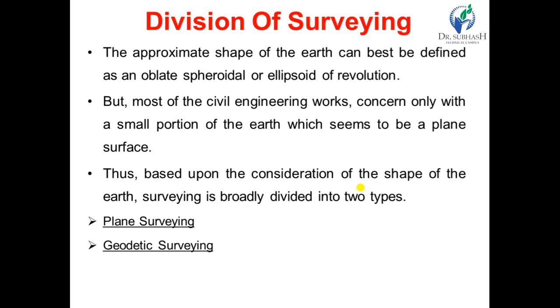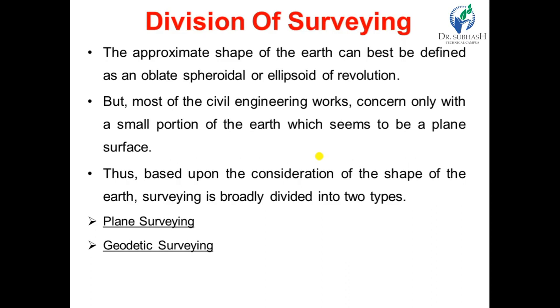First, we have to understand the different divisions of surveying. Commonly, we assume that our earth surface is plane. Generally, our explanation scenario is that the earth surface is plane. But the approximate shape of the earth can be defined as an oblate spheroid or ellipsoid of revolution.